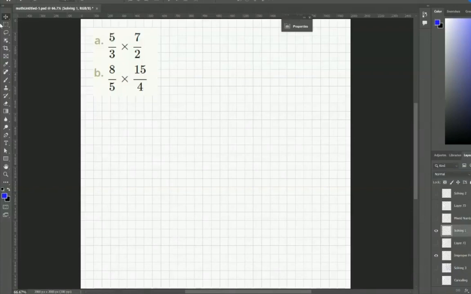Okay, so we're going to look at how we multiply together some improper fractions. And the idea is pretty simple. It's basically exactly the same as what we were doing before when we're just multiplying fraction by fraction.